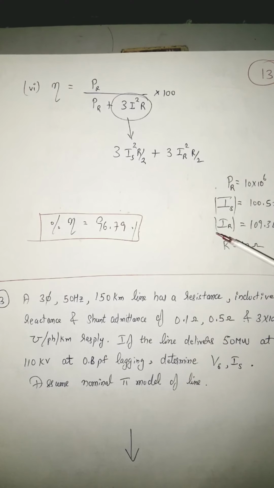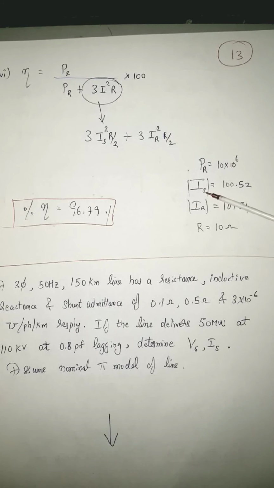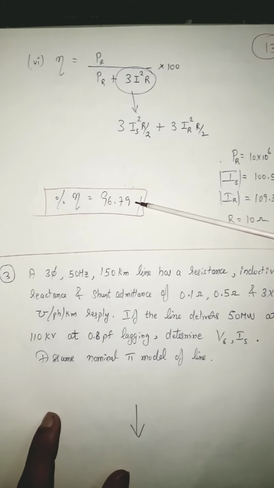At last we have to calculate the efficiency. Efficiency is always given by output power divided by output power plus losses, into 100. For this particular circuit, the losses are Is square R by 2 into 3 plus Ir square R by 2 into 3. PR is given by 10 into 10 power 6. Is we have already calculated, we'll take only the magnitude, 100.52, Ir magnitude 109.34, resistance is 10 in the problem. Substitute all of them, you'll be getting efficiency as 96.79%. So this finishes the second problem.